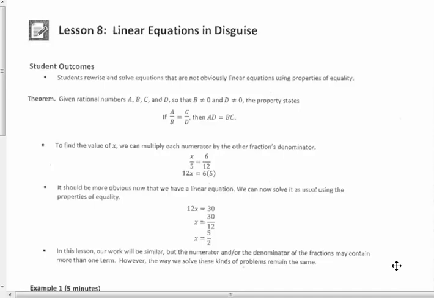There's a theorem that says given rational numbers A, B, C, and D, so that B and D are not 0, right? Cannot divide by 0. If A over B equals C over D, then AD, their cross products, are also equal to BC. You know this as a proportion. So I know that 1/2 equals 3/6. And yes, 1 times 6 is equal to 2 times 3, also 6. So the product of the means equals the product of the extremes.